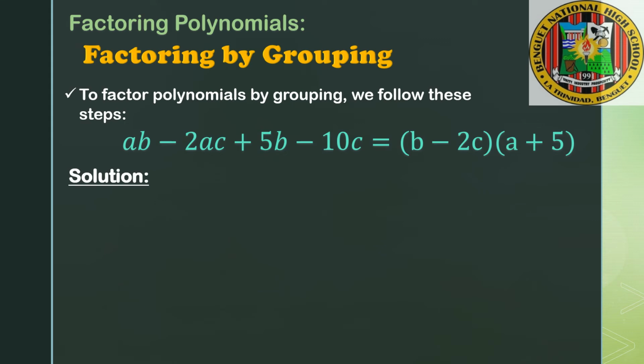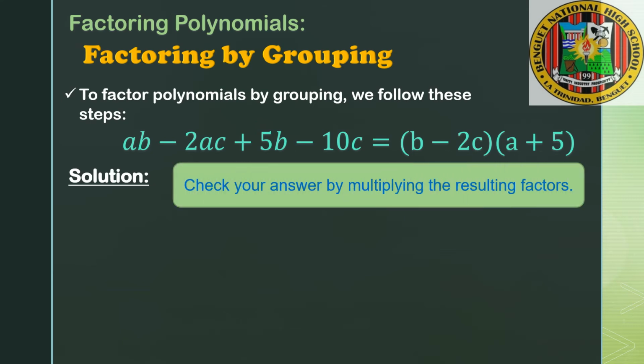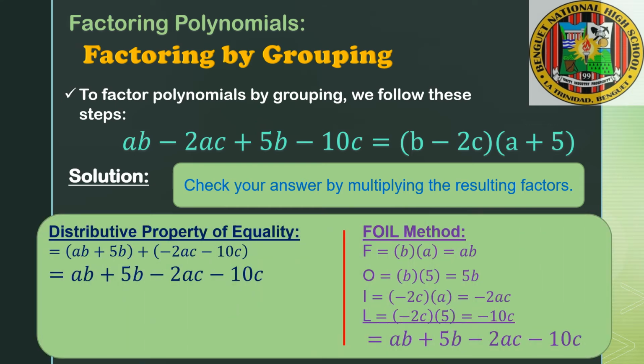Of course, to confirm that our answer is correct, we check our answer by multiplying the binomial factors. Again, since we are multiplying binomials, the distributive property and the FOIL method can still be used. Whichever method we choose to use, we will end up with the answer AB plus 5B minus 2AC minus 10C, which is the given polynomial.